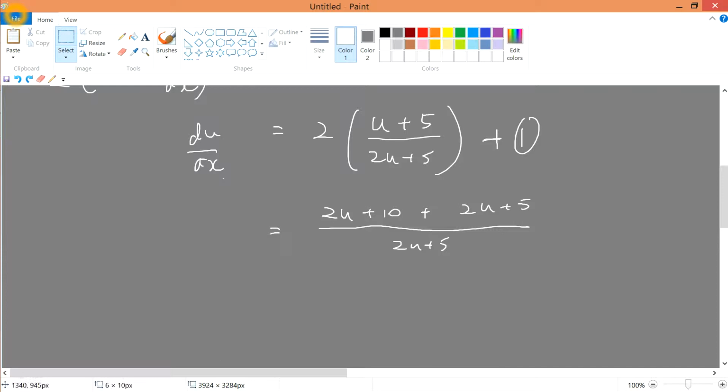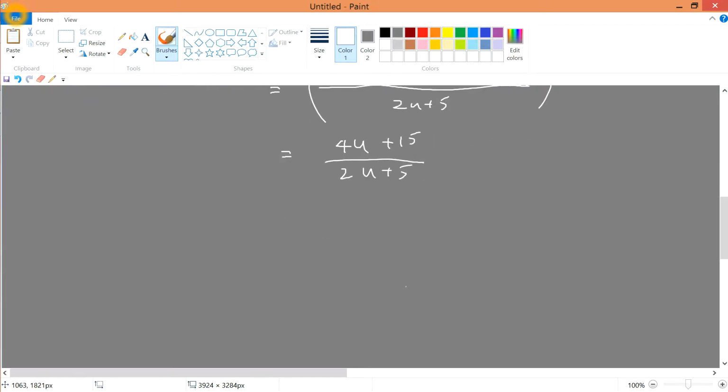I didn't make things complicated. And therefore we have this thing over here. And then you just sum it out together. We have 4u plus 15 over 2u plus 5, and it's equal to du dx.